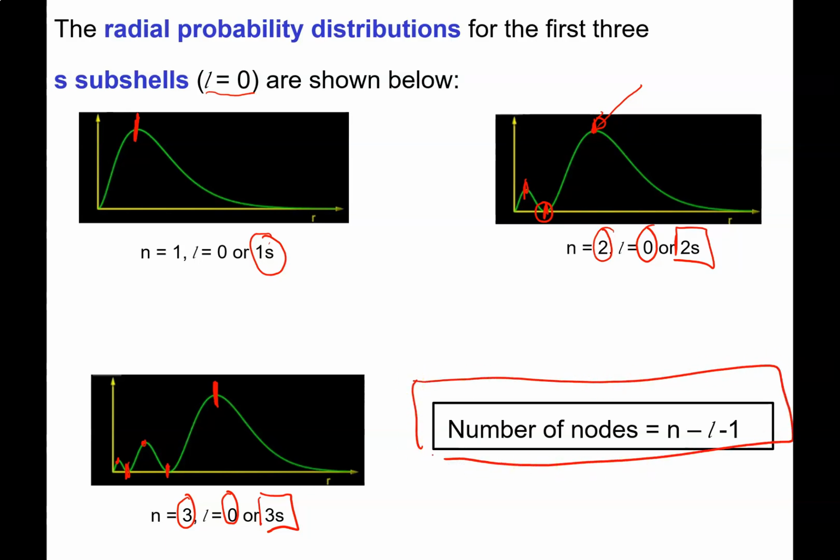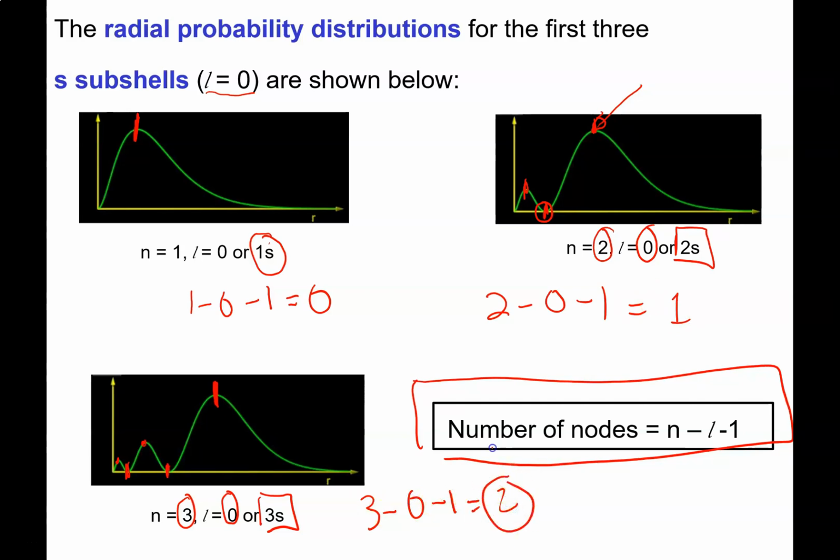Okay, we start seeing a pattern with the number of nodes, and the number of nodes is given as follows. It is the principal quantum number minus the angular momentum quantum number minus 1. So you can see here we've got 1 minus 0 minus 1, 0 nodes. 2 minus 0 minus 1 gives me 1 node, and then 3 minus 0 minus 1 gives me 2 nodes. So you can look at these curves and they often have questions like this, and you can decide what particular shell that it corresponds to.